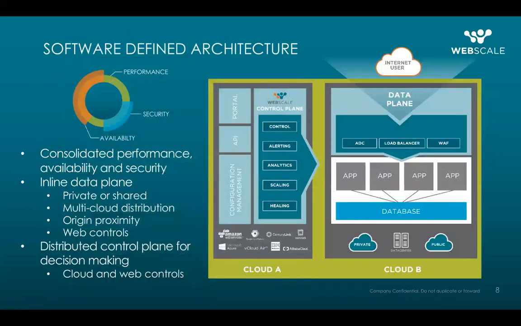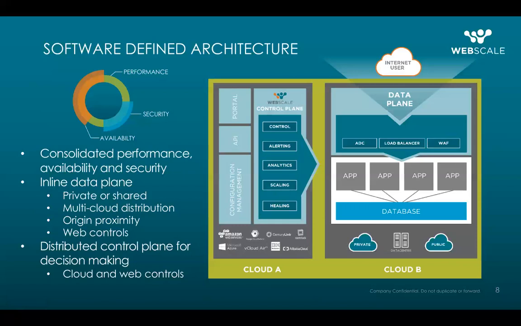Now with that, how do we do it? It's really through a software-defined architecture. So what we've essentially done is we have a separate control plane, which you see on the left-hand side of the screen here, from a separate data plane. Think of the control plane as the intelligence engine of Webscale. This is where all the routing decisions are made, the alerting, detailed analytics are kept, whether or not we scale the application out or in, the scaling decisions, and the healing, so whether or not a server is behaving appropriately, whether or not it needs to be replaced.